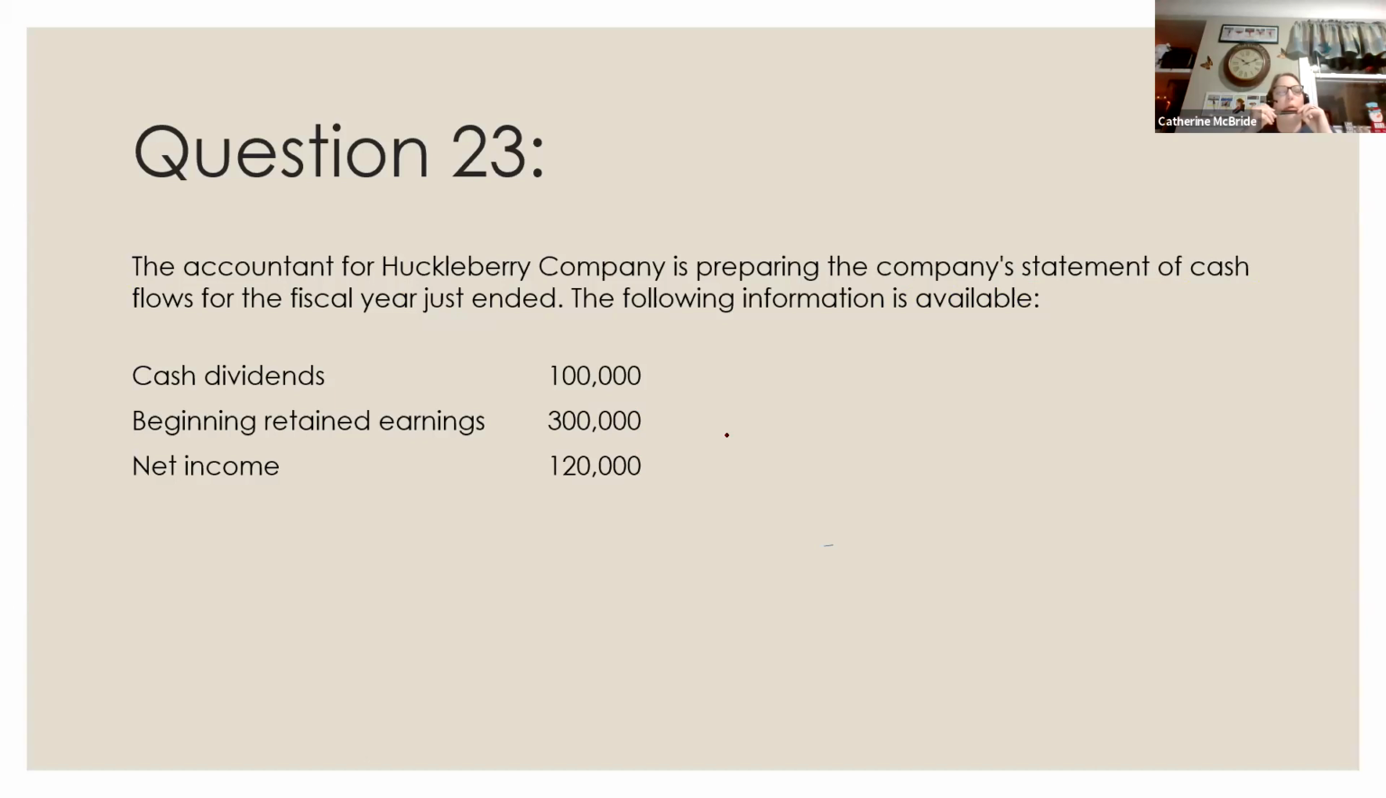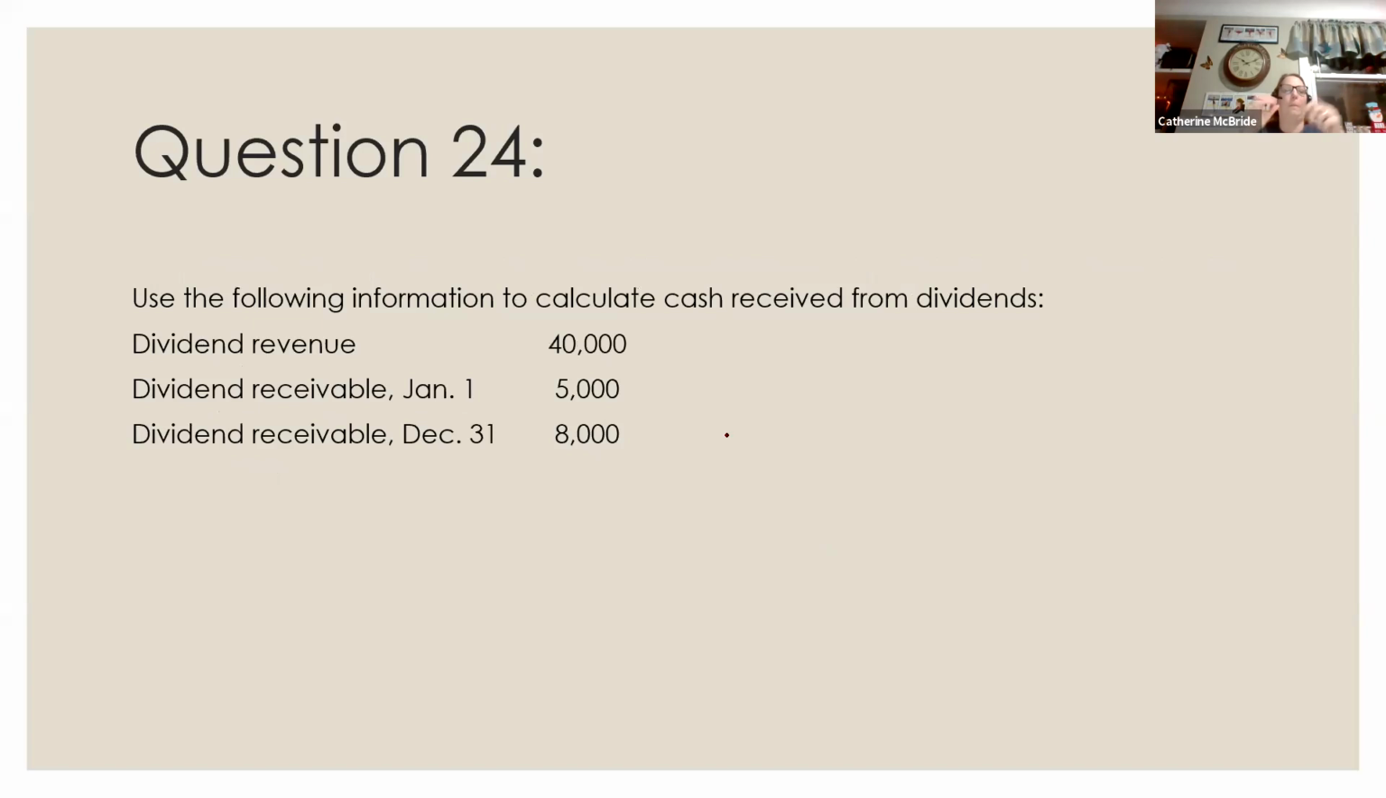I don't know what we're asking here. The accountant for Huckleberry Company is preparing the company statement of cash flows for the fiscal year just ended. The following information was available. Cash dividends... Oh, use the information to calculate cash received from dividends. This is another one I'll probably curve for.